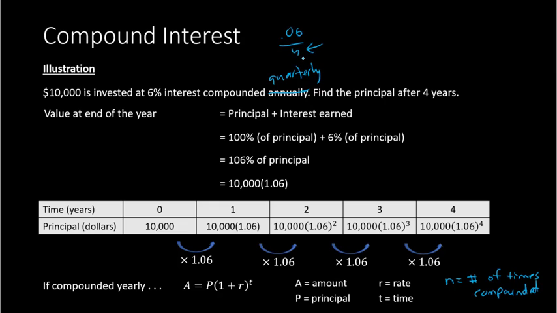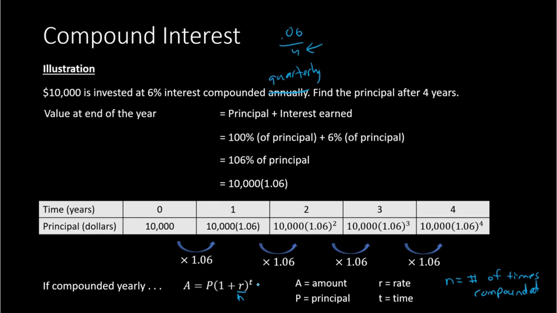We divide by 12. So we have to divide this rate by n, the number of times compounded. All right, so that would take care of that. And then right here, the exponent is the total number of times you're multiplying.